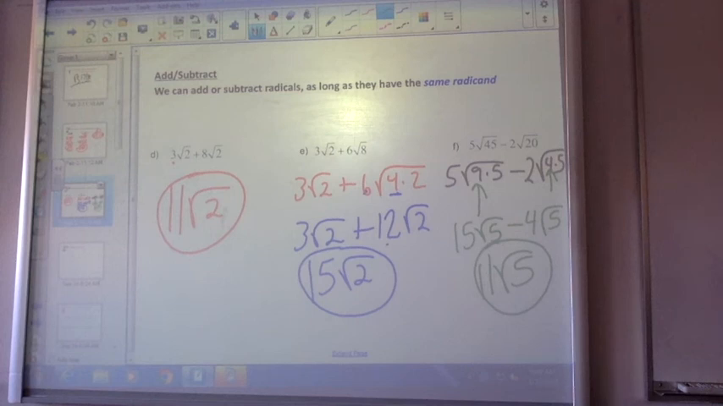Yeah. If it was like 15 root 5 minus 4 root 3 instead, then that would be your answer. You can't combine them together as far as the addition goes. Okay, good question. Good question.